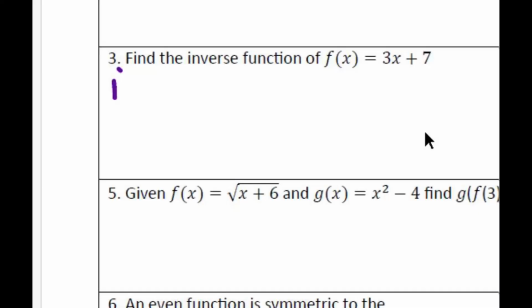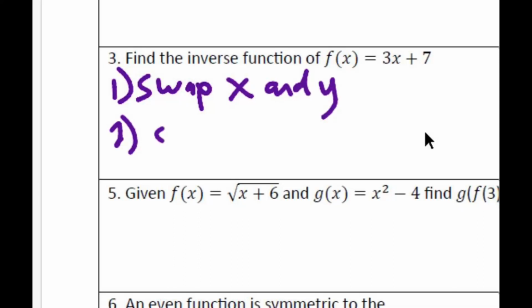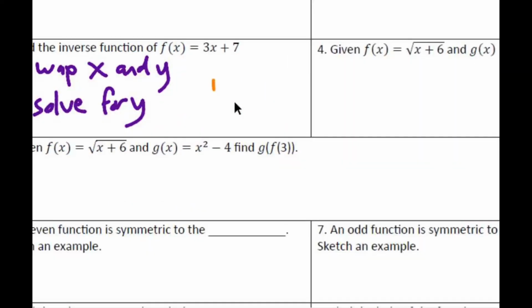Okay. Find the inverse of the following function. Swap x and y, and then solve for y. So I'm going to write this as y equals 3x plus 7. And so I'm going to swap my x and y. So this is going to be x. Oh, I totally messed the color coding up on that. Plus 7.